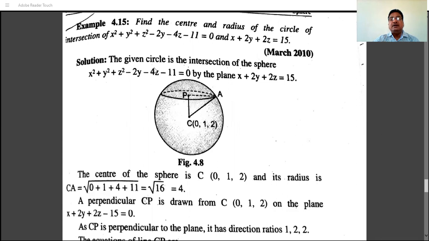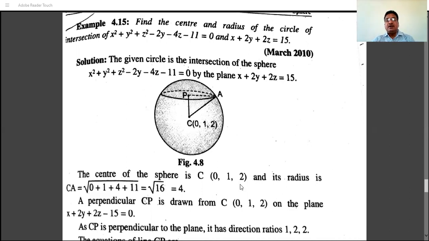So first find the center of the sphere. This is the sphere represented by this equation: x² + y² + z² - 2y - 4z - 11 = 4. Compare this equation with x² + y² + z² + 2ux + 2vy + 2wz + d = 0. So the value of 2u is 0, therefore u is 0. Then 2v is -2, so v is -1, and 2w is -4, so w is -2.